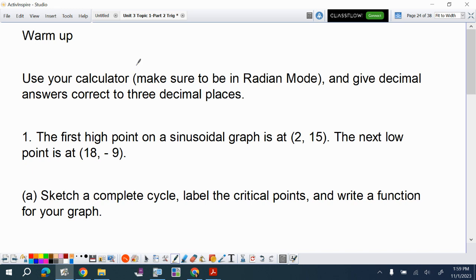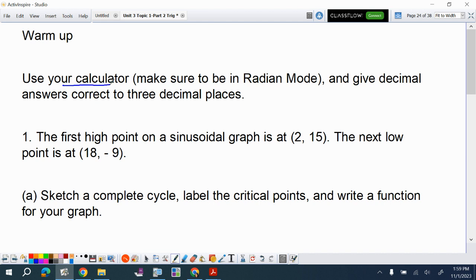In this video, I'm going to show you how to write a sinusoidal equation for the word problem, which we call modeling periodic behavior. Modeling periodic behavior means, in other words, write the sinusoidal equation for the story given to you. But before we start the word problem, we will take a look at a generic problem where you are given 2 points. So take a look at this warm up.